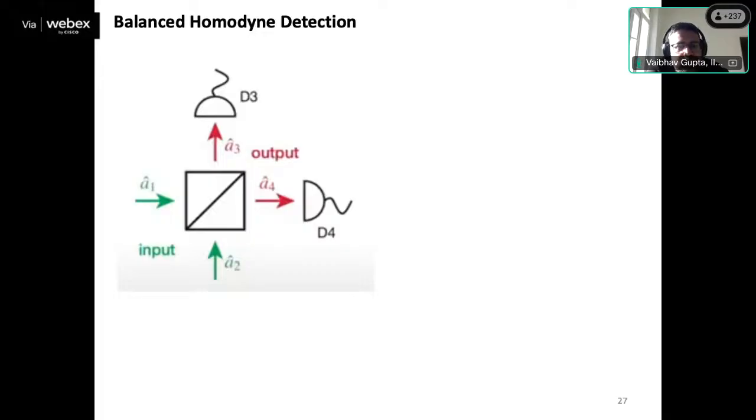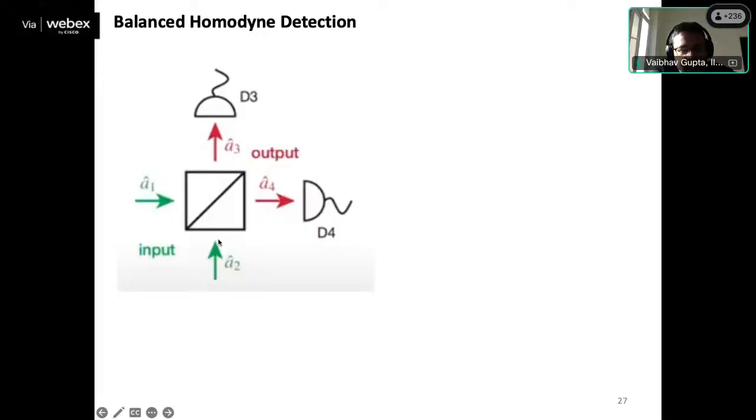Now, how do I do quadrature detection and all that? For that, you use balanced homodyne detection. What we have here is a 50-50 beam splitter, and one light comes from here, the second light comes from here. Whatever is green is the input, and whatever is red is the output light.